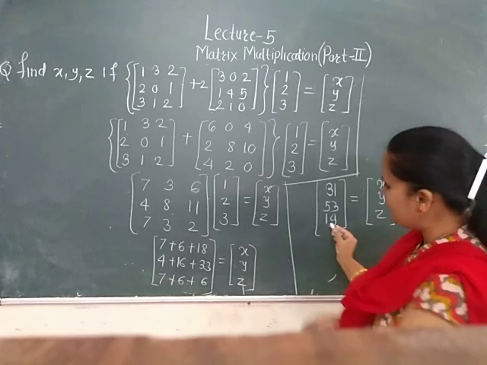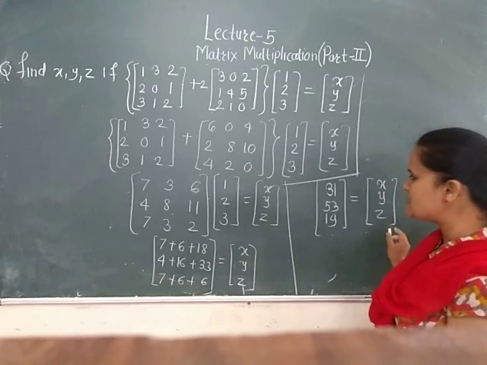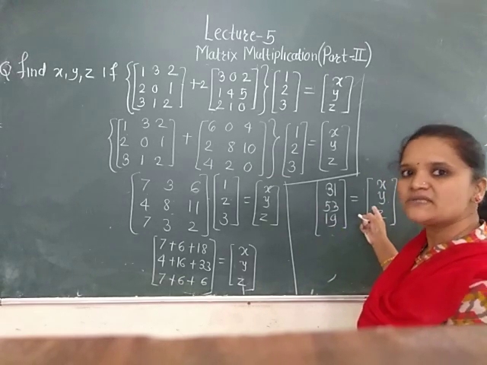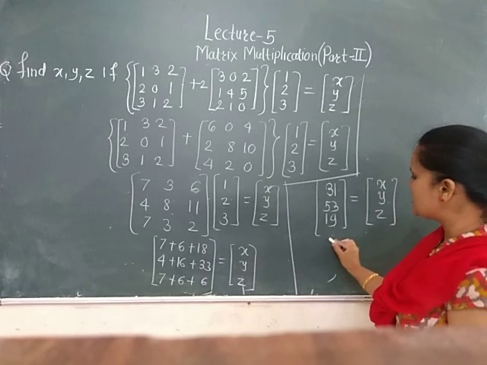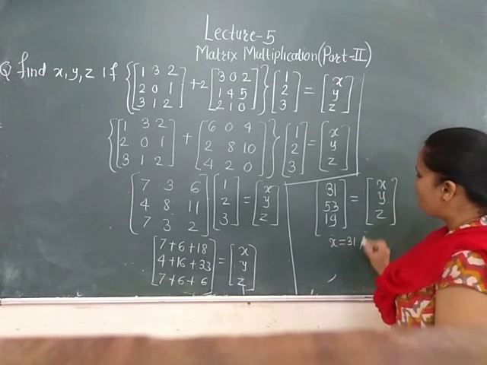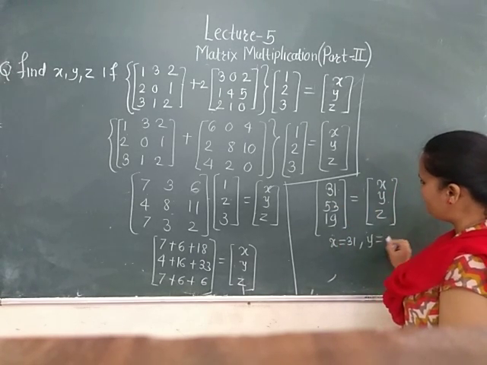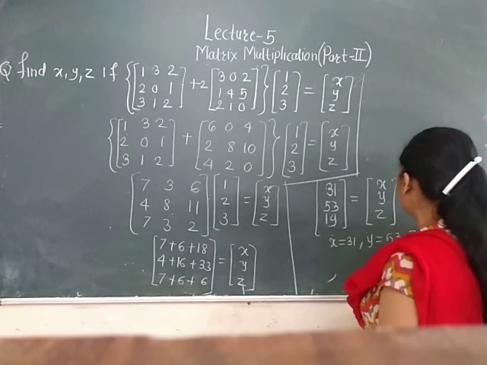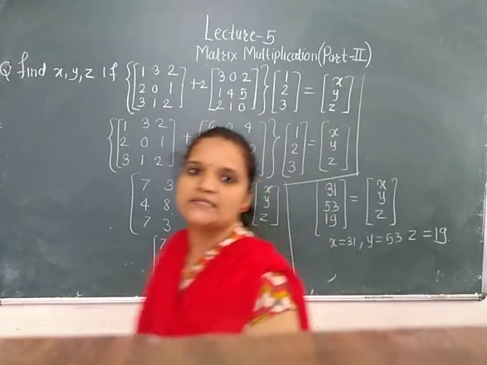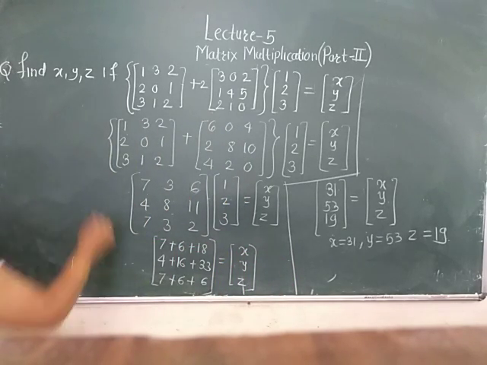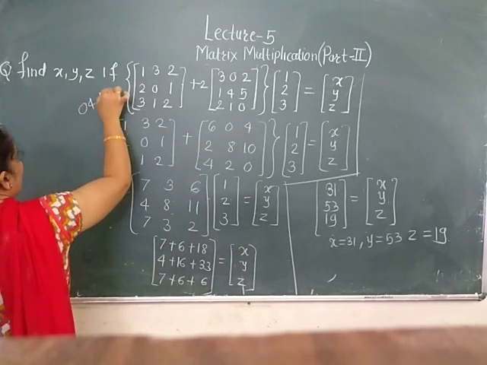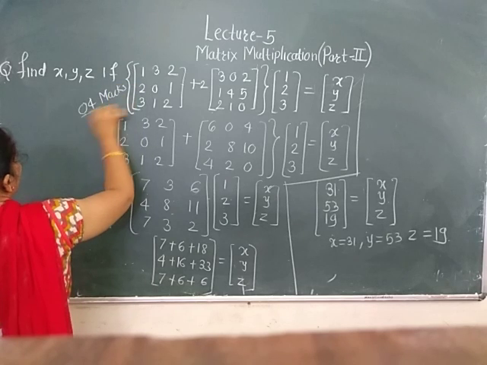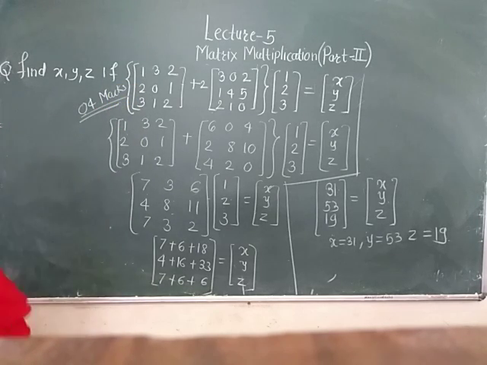Now we know that if two matrices are equal to each other, then their corresponding elements will also be equal. So x is equal to 31, y is equal to 53, and we get z is equal to 19. In this way we can solve this type of question. These questions are asked for 4 marks. Keep in mind and note down in your notebook.